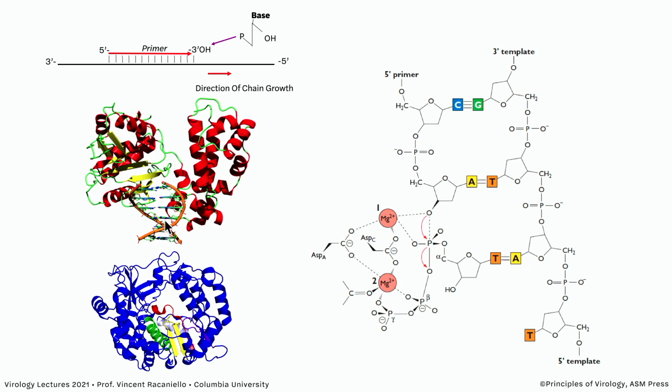So similar structure, architecture, and also a two-metal mechanism of catalysis, where the triphosphate that is being added by the polymerase to the template depends on two metals, two magnesiums that are coordinated by two aspartate residues at the active site. That helps to catalyze the nucleophilic attack that eliminates two phosphates and joins the phosphodiester bond. So very similar to what we talked about last time.